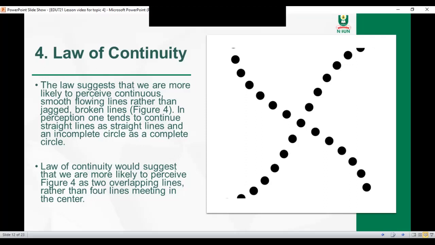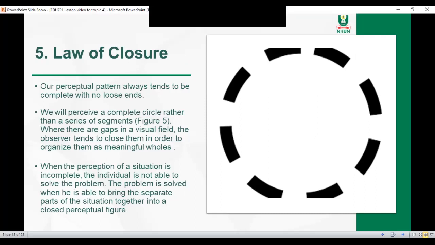So the fifth law is the law of closure. What do you see in this image? Do you see something that looks like a circle, or do you see a series of segments that are separated? What do you see mostly at first glance of this image? I'm sure you want to say yes, what you are saying is a circle, something like a circle.